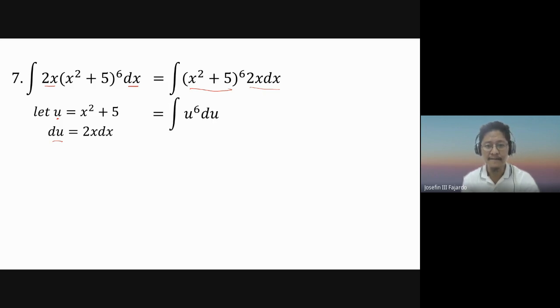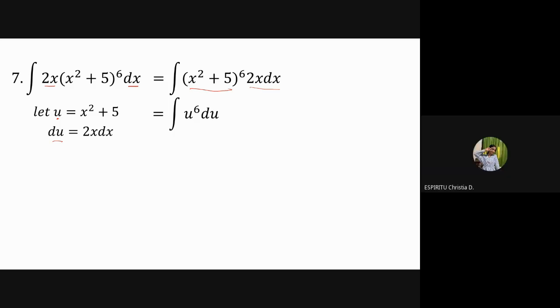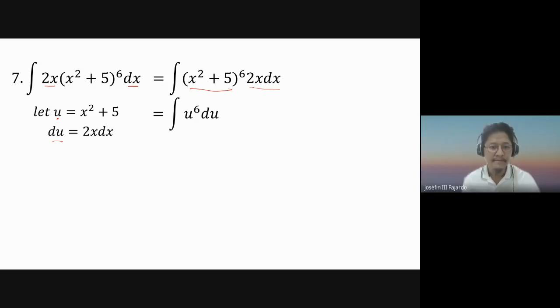Okay ba? Malinaw po. Opo. Ano lang tingin? Yung base ng katawan. Okay.